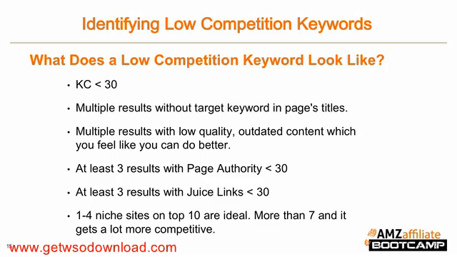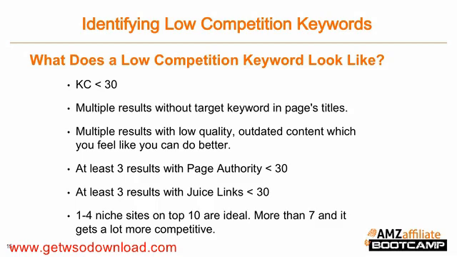So, what does a low competition keyword look like? Just to recap, here's what we consider as a low competition keyword based on our criteria. Number 1, KC or keyword competitiveness, less than 30. Number 2, multiple results without target keywords in the page's title. Number 3, multiple results with low quality, outdated content, which you feel like you can beat out and do better.